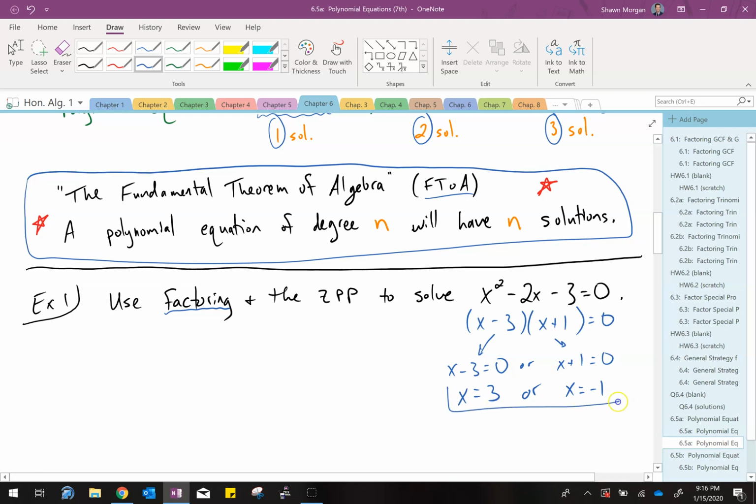You could write them like this, as I've expressed with the or in between. You've seen some texts, I'm sure, some teachers even that maybe will get a little bit fancy and will use a solution set kind of notation. Either one of those is fine. I really don't care. Just make sure that you give me all of the answers. Okay. So that's the first example using the zero product property.